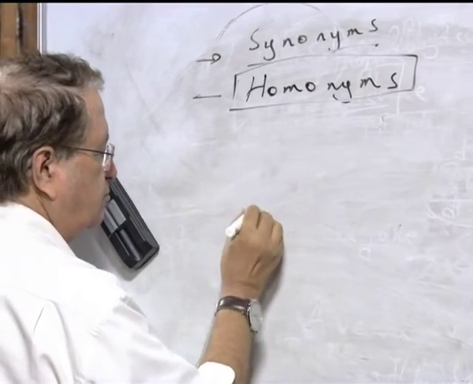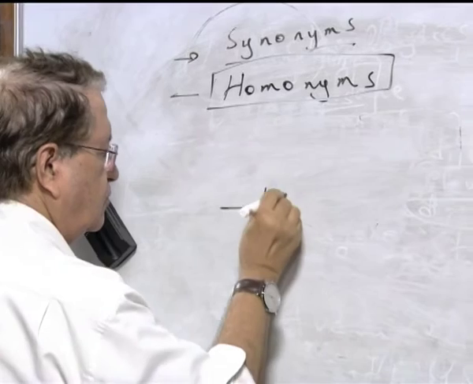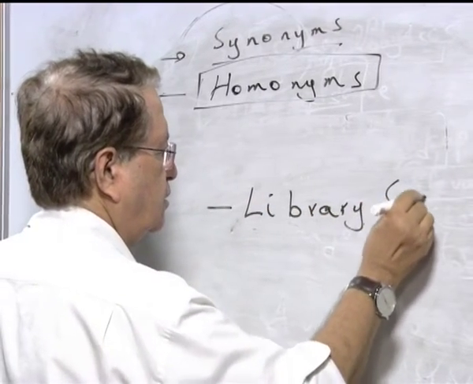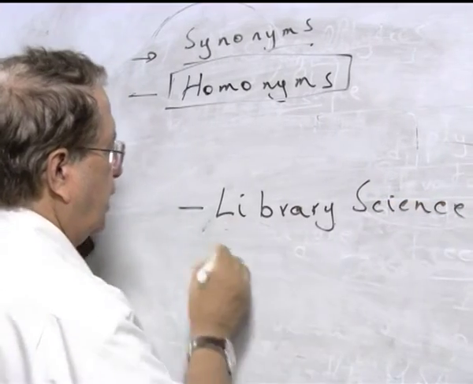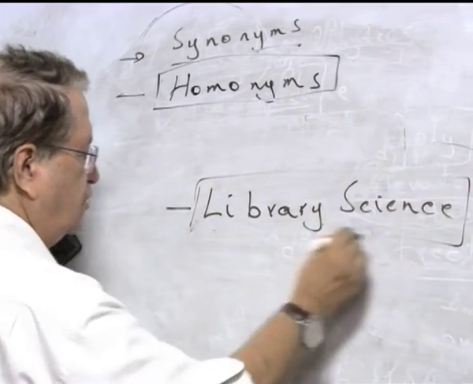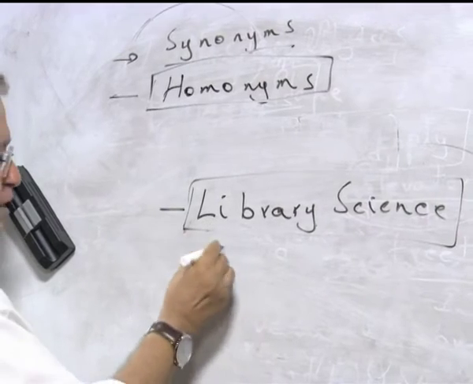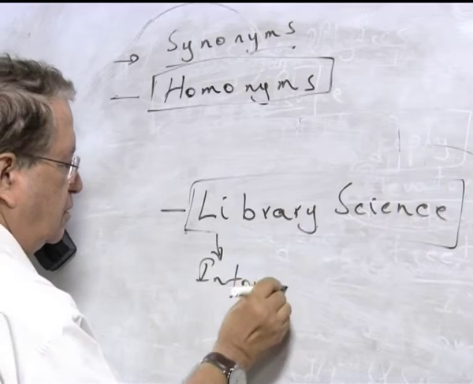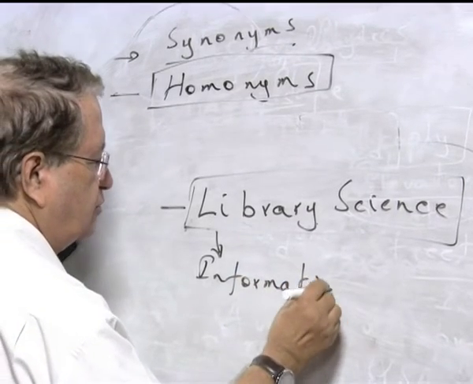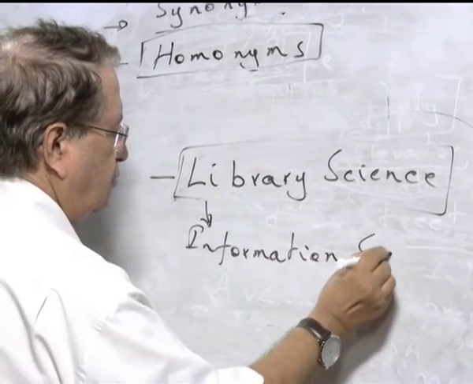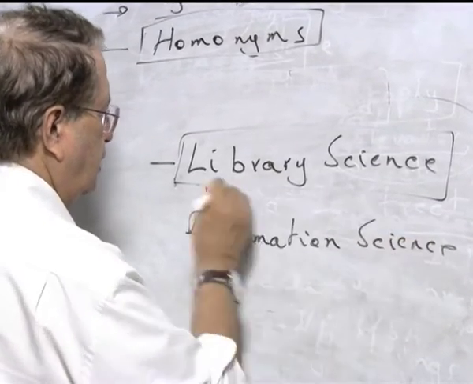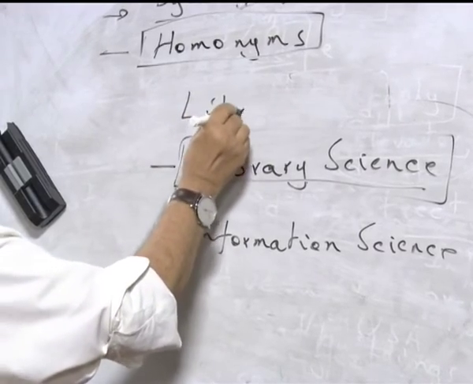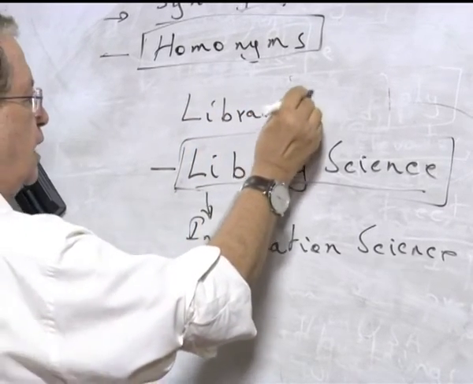For example, if you use the term library science, then library science today also includes within its domain information science. If you look at books which were published 50 years back, then you would find this word, and before that it used to be library economy.